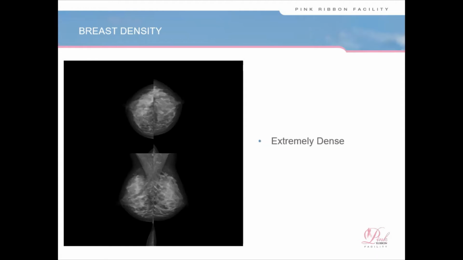This is an example of extremely dense. Almost the entire breast is comprised of dense tissue. There is very little fat within the breast. This type of tissue can lower the sensitivity of mammography, making it difficult to see lesions within the breast.